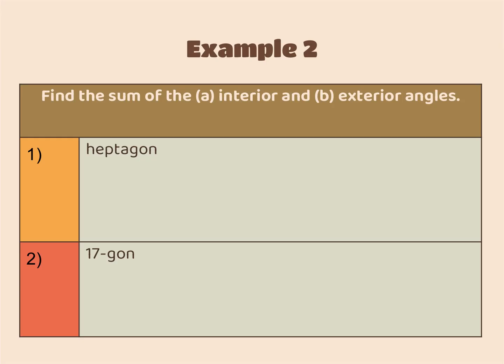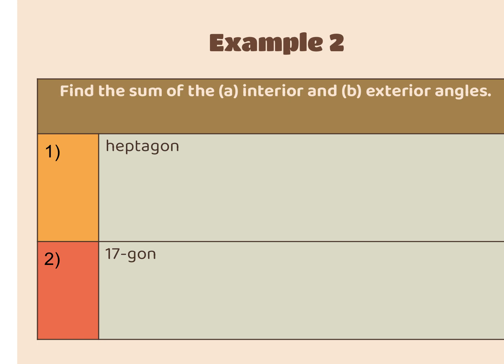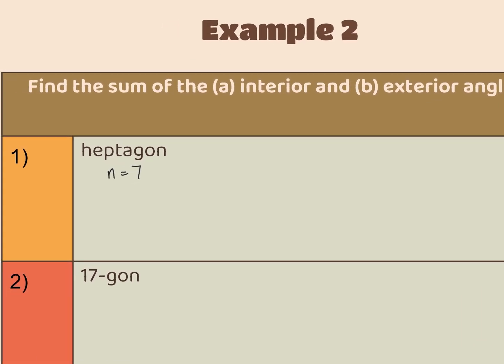Alright, so find the sum of A interior and B exterior angles. So they're giving us numbers already. They're giving me a heptagon and a 17-gon. So we have to know what a heptagon is. So going back to your chart, if you have to, heptagon means there are 7 sides. So to figure out A, which is my interior angle, I have to know my formula. The formula for interior angles is the number of sides minus 2 times 180.